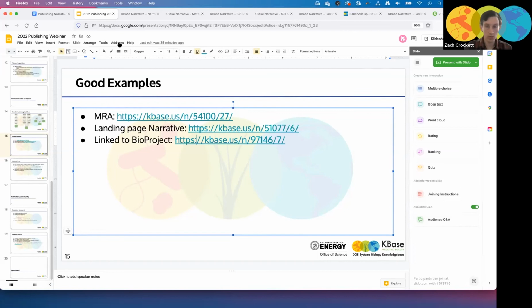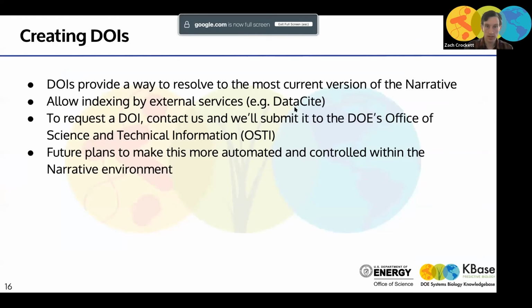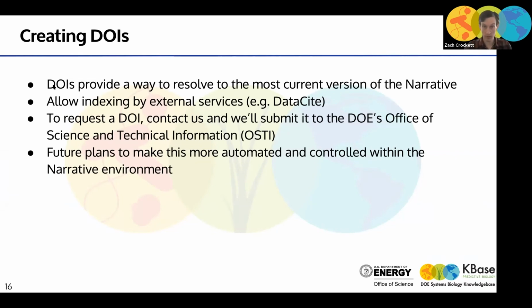And so once you've completed your analysis and you've created that static narrative, you can create a DOI, or we can create one for you. And as I mentioned before, DOIs provide a way to resolve to the most current version of that narrative.